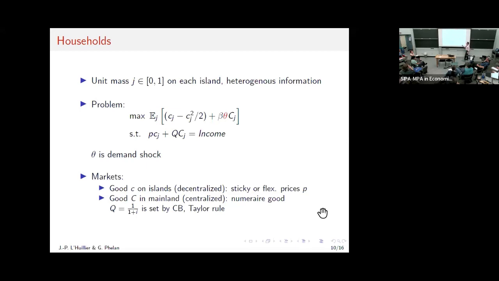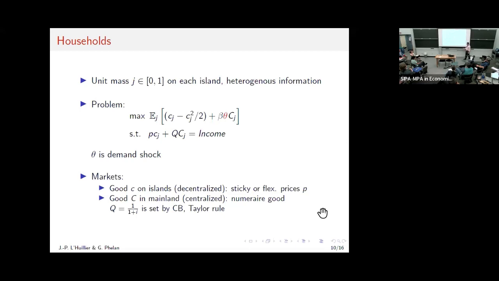And this is subject to a budget constraint. So the good little c is the good traded in the short run. Big C is the good traded in the long run. It's a numeraire good, so we have normalized its price to 1, and this is equal to income, which I'm not going to specify here because this is in partial equilibrium. Okay, and theta is going to be the demand shock. This theta here is the discount factor shock that you see.